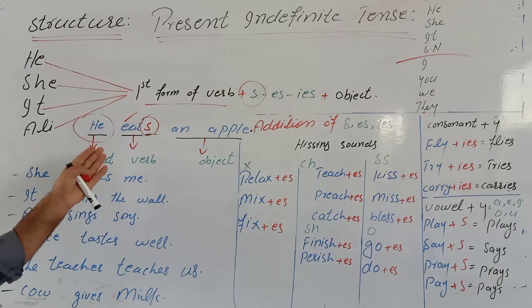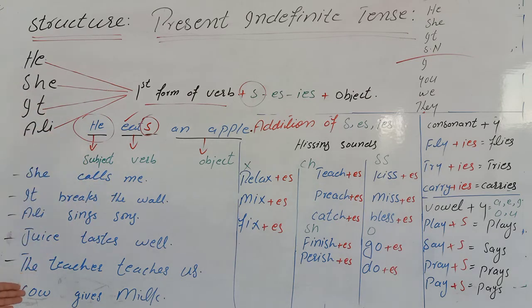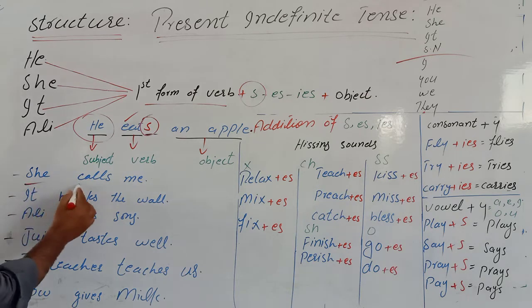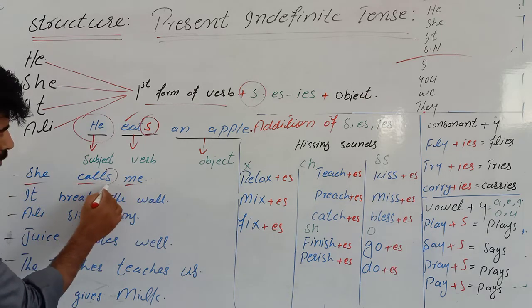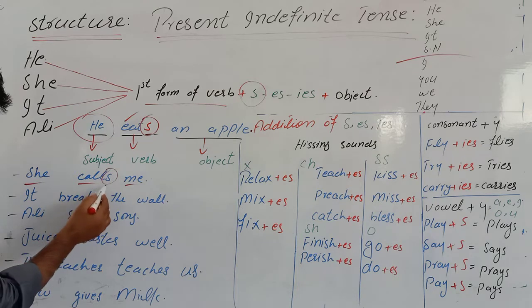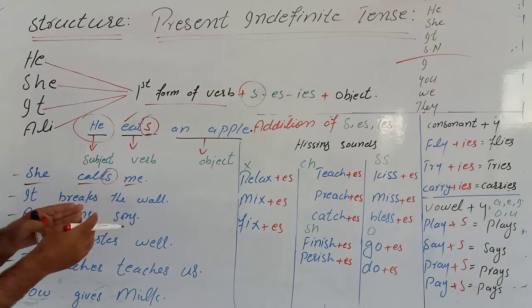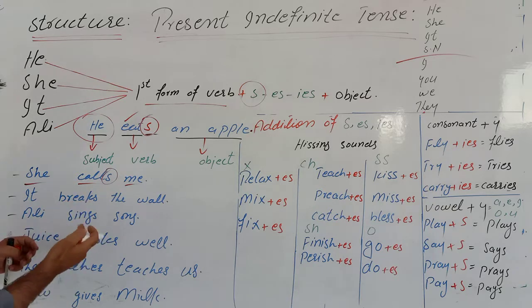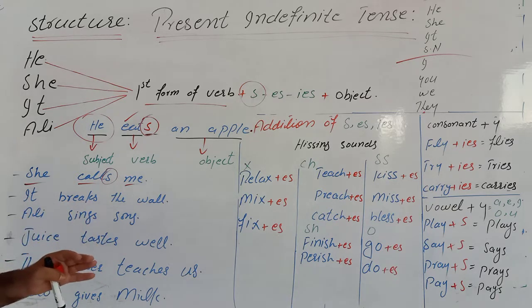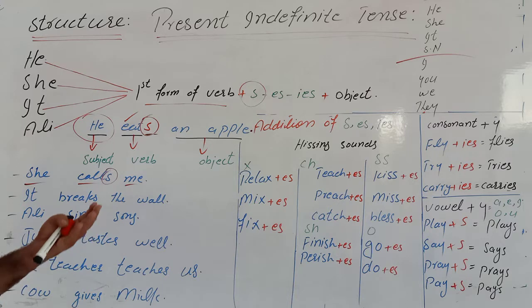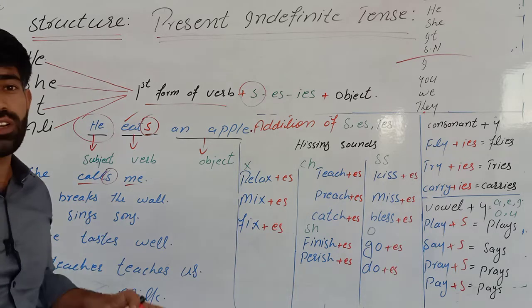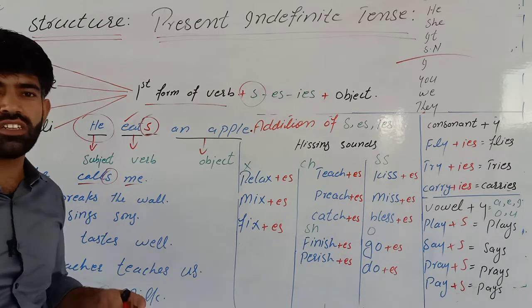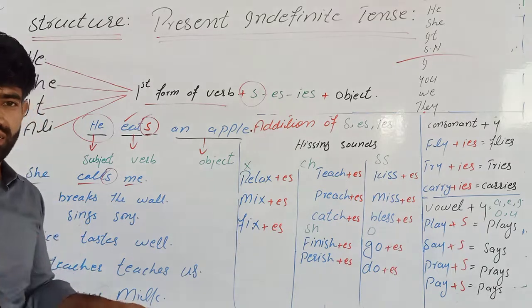So let's write a few more examples of present indefinite tense. For example, she calls me, and you might see this addition of s here once again. This addition of s makes this sentence present indefinite tense. Without this s, it will not be considered present indefinite tense. It will not be any tense. It will not be present, it will not be past, it will not be continuous, it will be nothing.